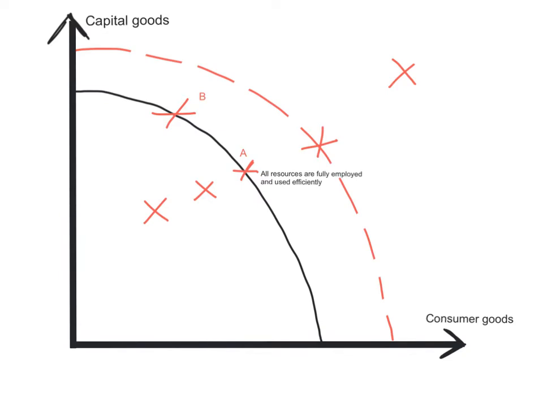Here's what a PPC looks like. It is that black curve right here. Let's assume we're looking at an economy that produces capital goods and consumer goods. The economy can produce any point on this black curve, its PPC. So, for example, point A or point B. At point A and point B, all resources are fully employed and used efficiently. So any point on the curve means that all resources are employed and used efficiently.